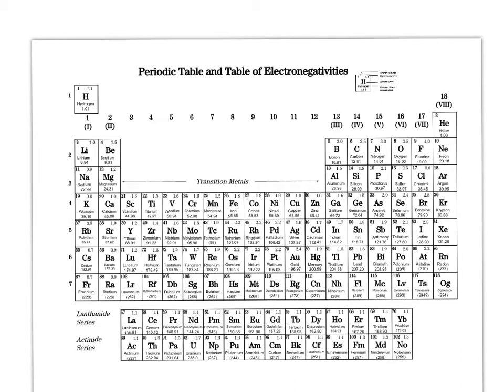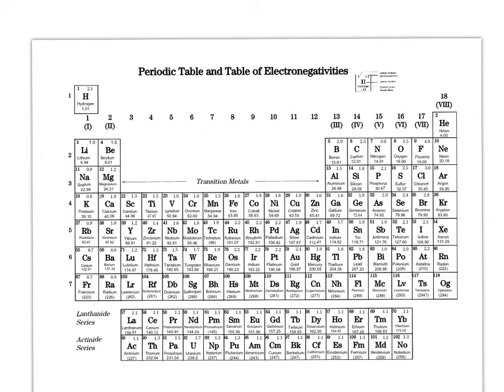So the periodic table has columns. These are the up and down vertical parts. So these are columns, and that makes these left to right rows. Except on the periodic table, they're not called columns and rows. The columns are called groups, and the rows are called periods.